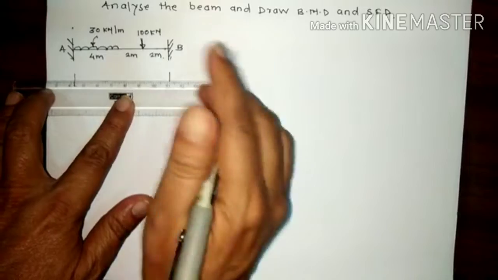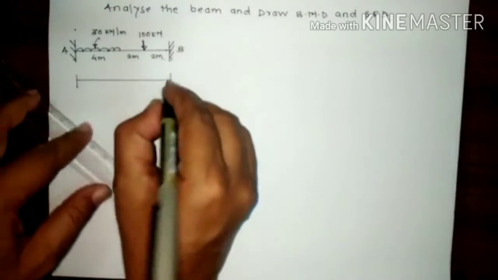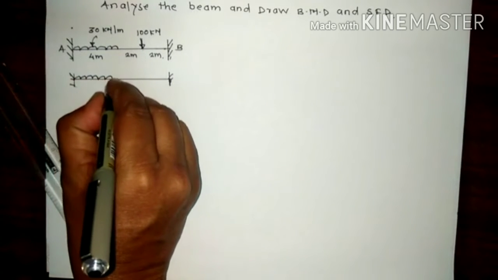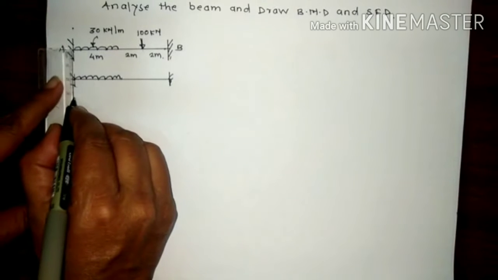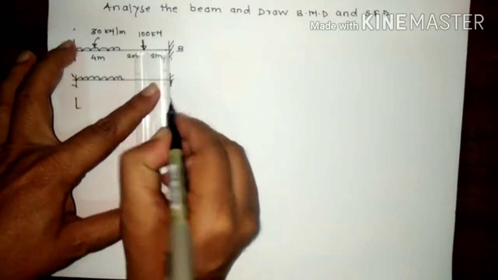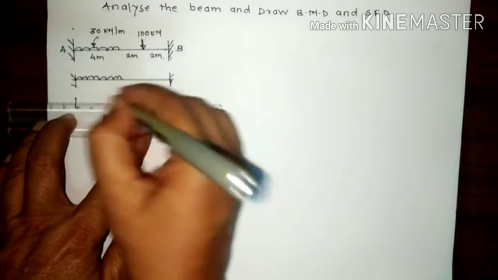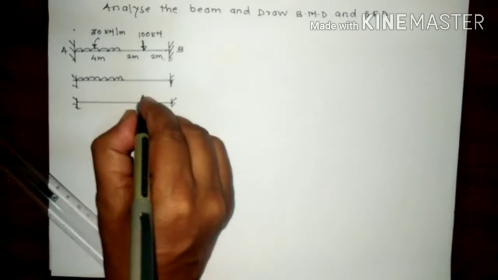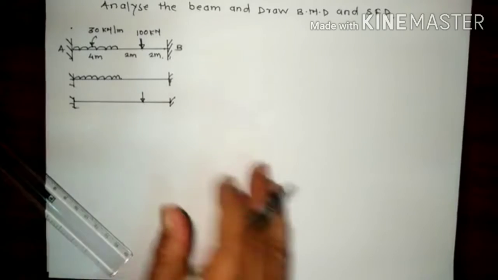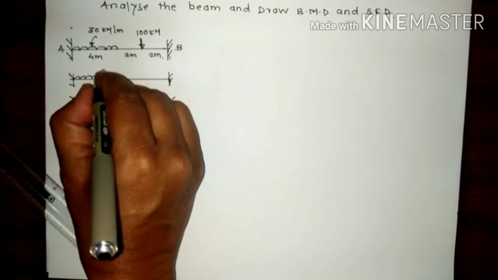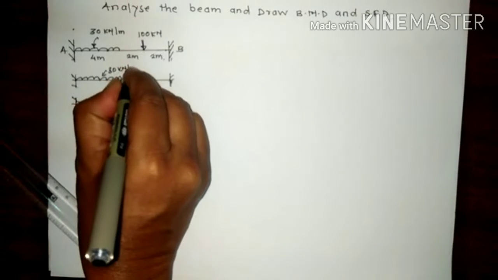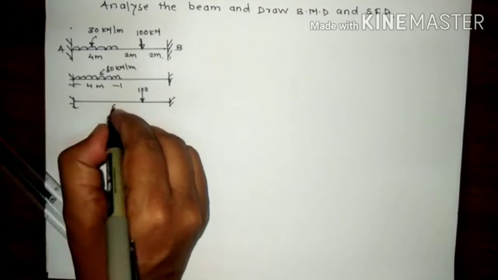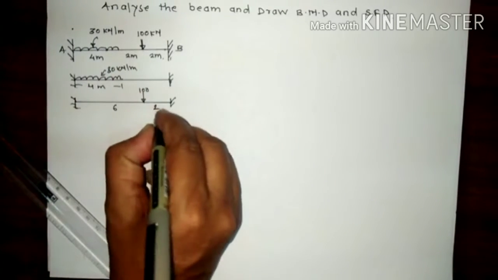like this. Here, suppose this is the UDL, and again draw the diagram, and suppose consider this point load separately. Suppose this load is 100 and this is 30 kilonewton per meter. This is 4 meter. Now this distance becomes 6 meter, 4 plus 2, and this becomes 2 meter.